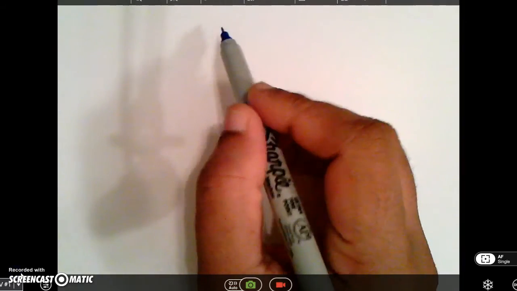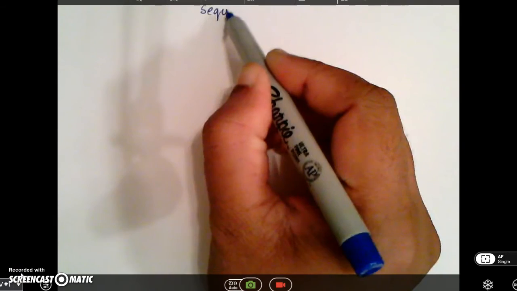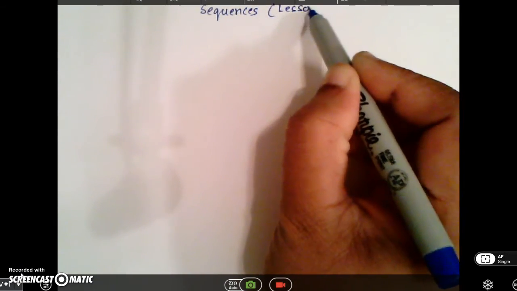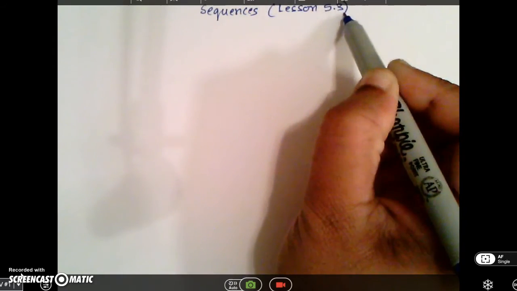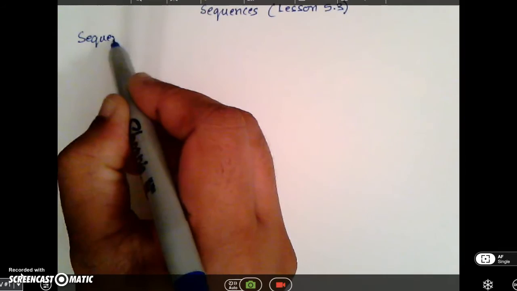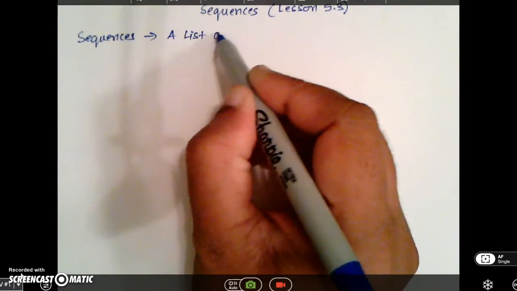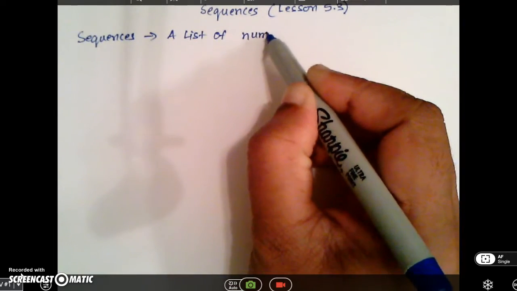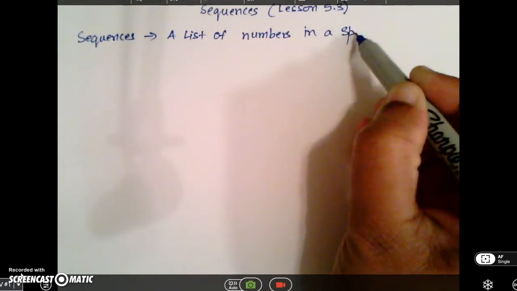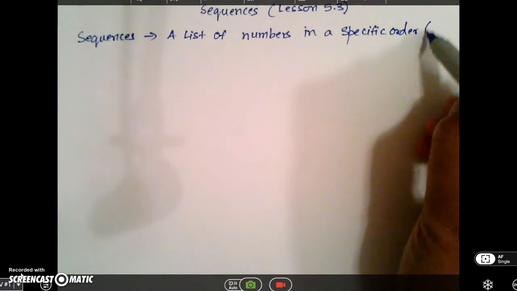Good evening. Let's recap sequences from our lesson 5.3. Sequences are a list of numbers in a specific order. We call it a pattern.